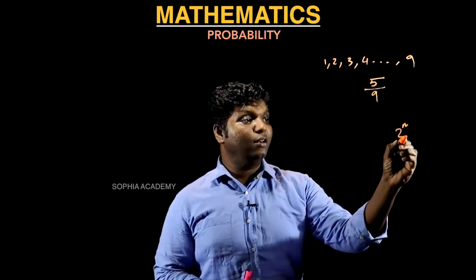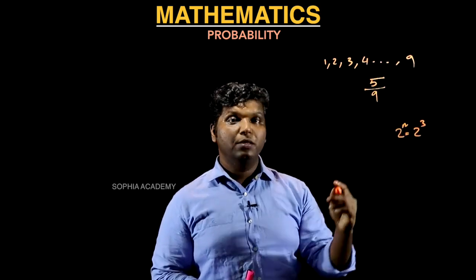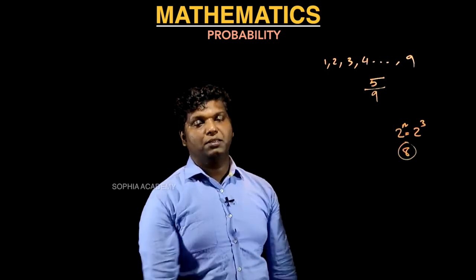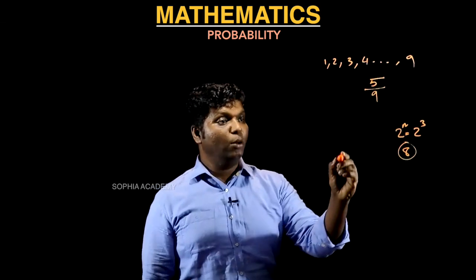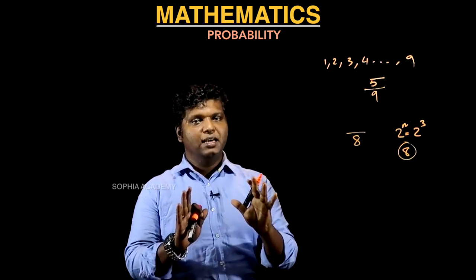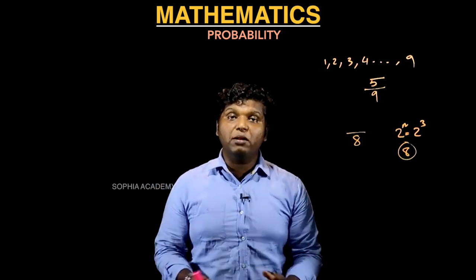So instead of this n, we will put it as 2 cube. So 2 cube, what is it? 8. So we will say there are total 8 outcomes. So you got the denominator part, that is 8. Now from this one, what is your favorable outcome?